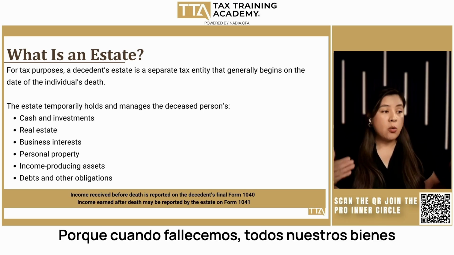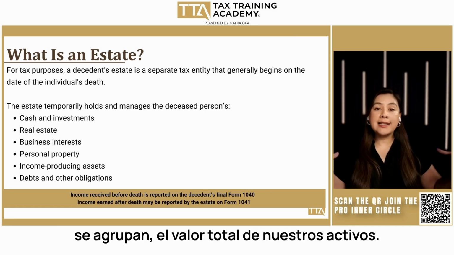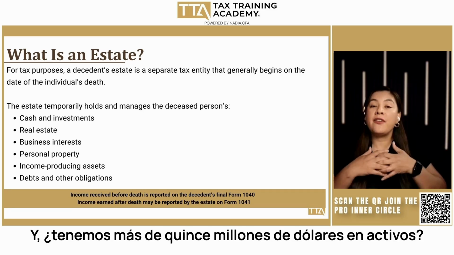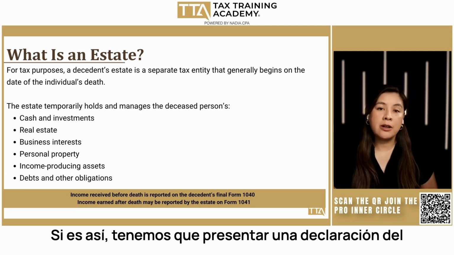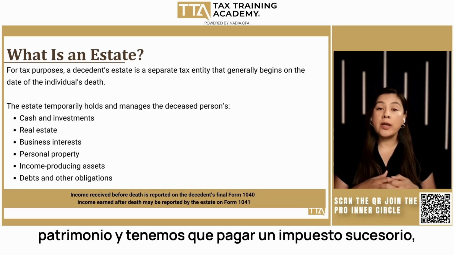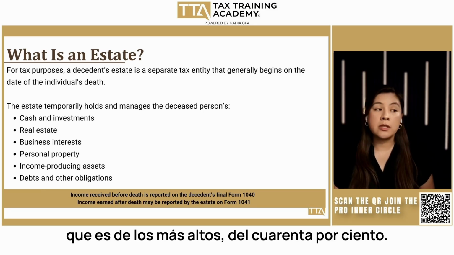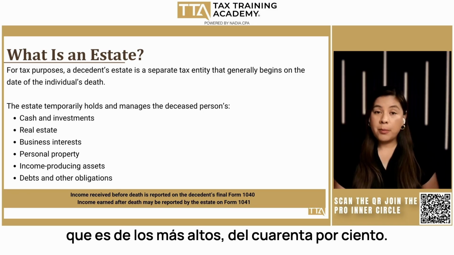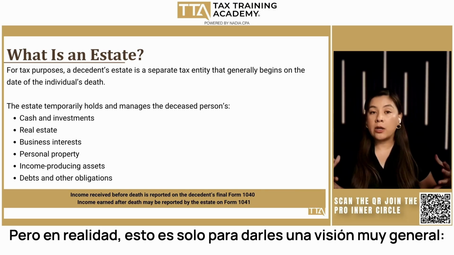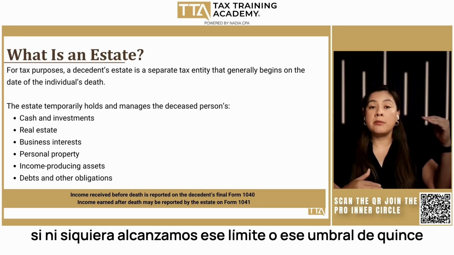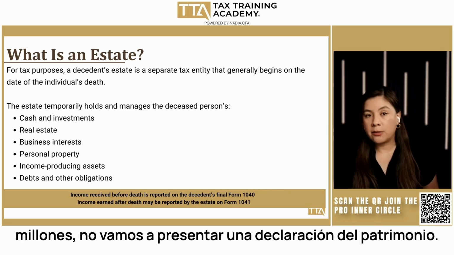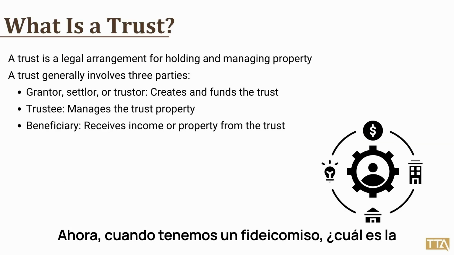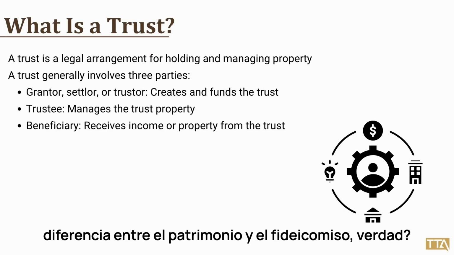Because what happens when we pass away, all of our assets get bunched up together, the value of our assets. And do we own more than $15 million worth of assets? If so, we have to file an estate return and we have to pay an estate tax, which is one of the highest at 40%. But really, I'm just giving you a very high overview: if we don't even meet that limitation or that threshold of 15 million, we're not going to file an estate return. Now, when we have a trust, what is the difference between the estate and the trust, right?